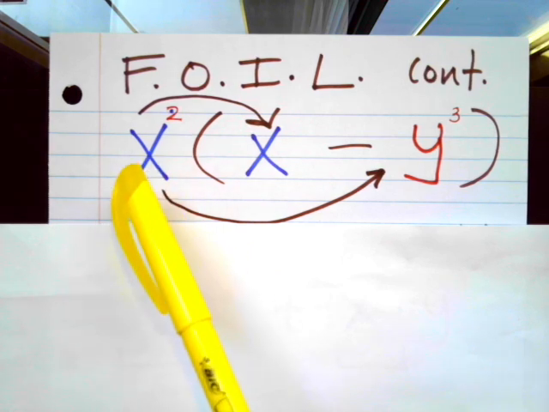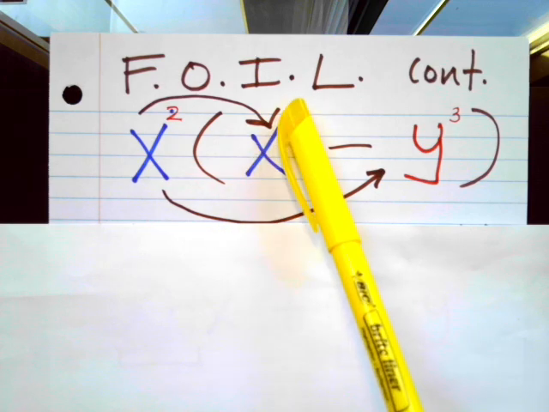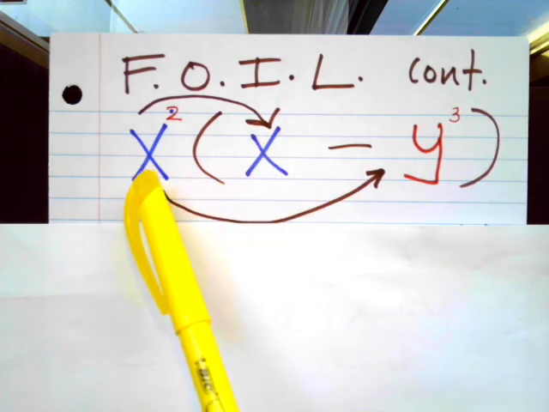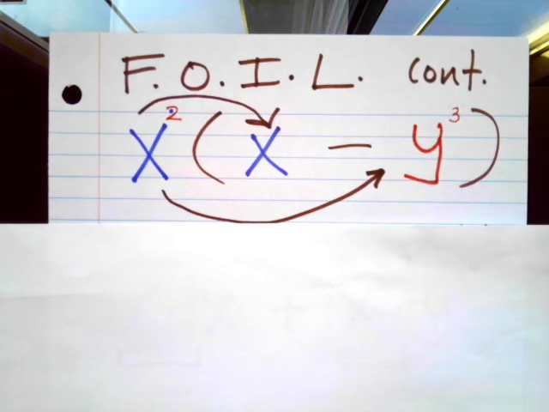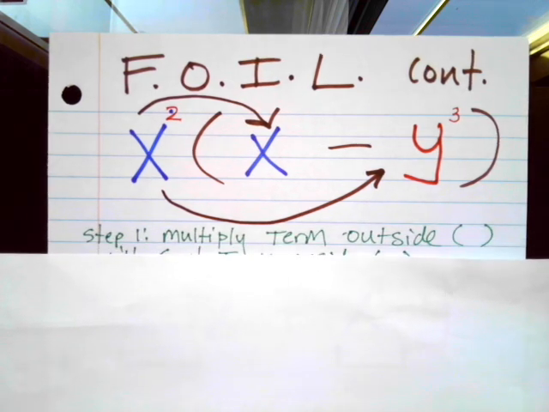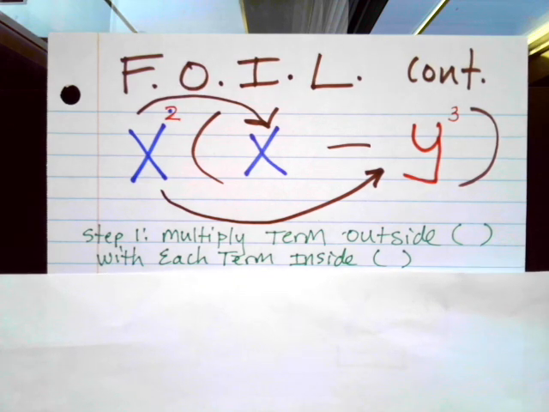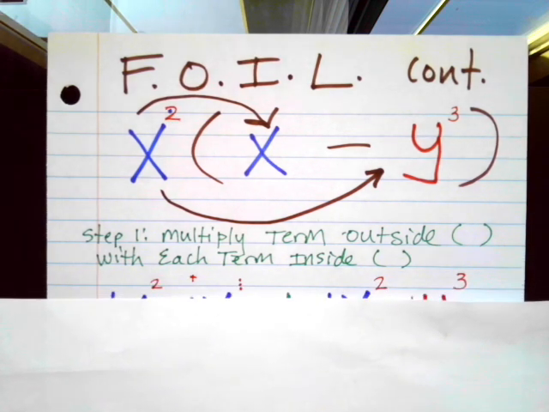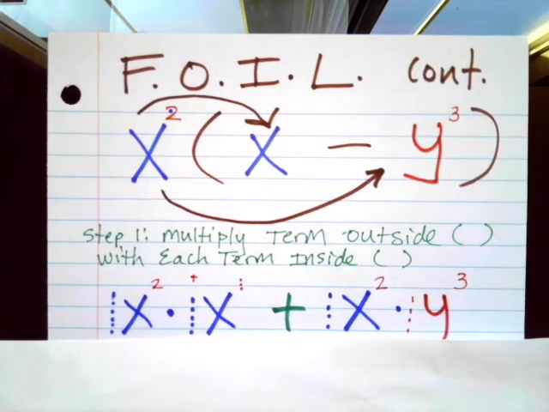Let's just get right into it. We're going to distribute this x squared times the x to the invisible 1 power. Also x squared times the negative y to the third power term. And that is essentially what we're doing with FOIL. We're distributing. So step 1, multiply terms outside the parentheses with each term inside the parentheses. And I'm showing you that here now.